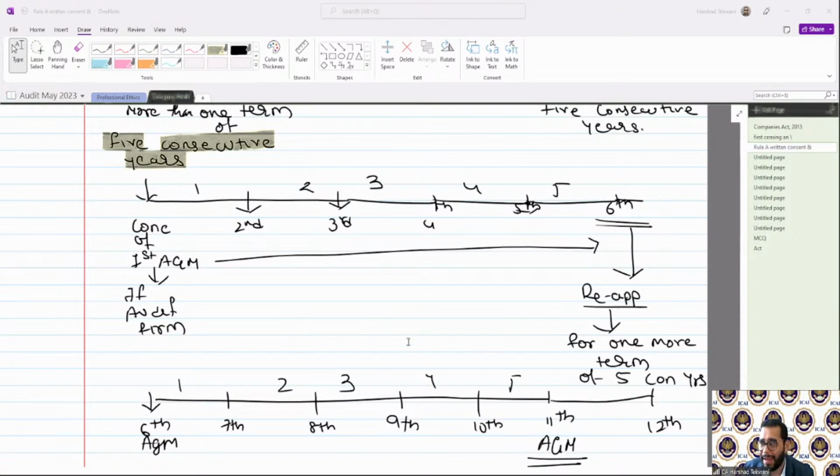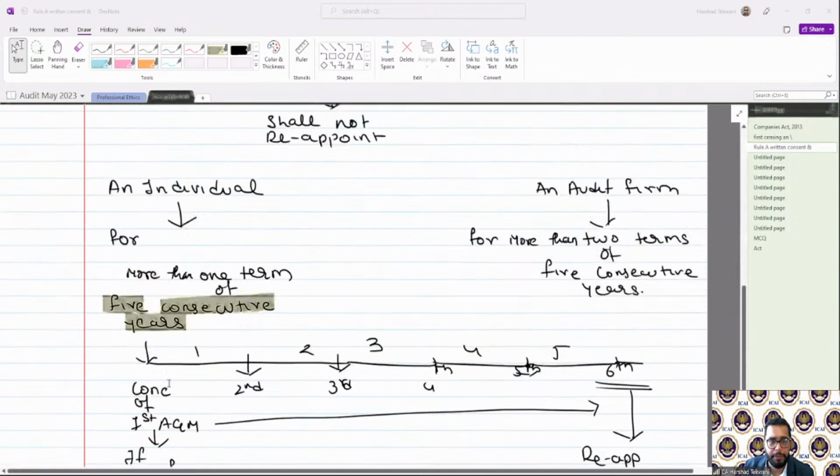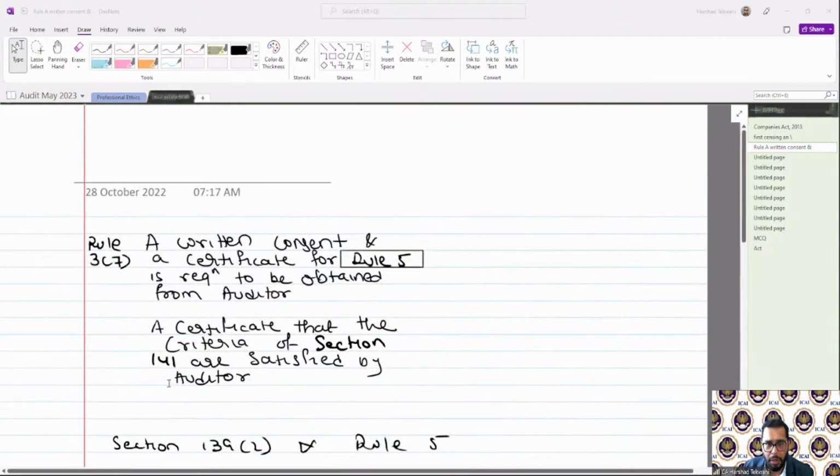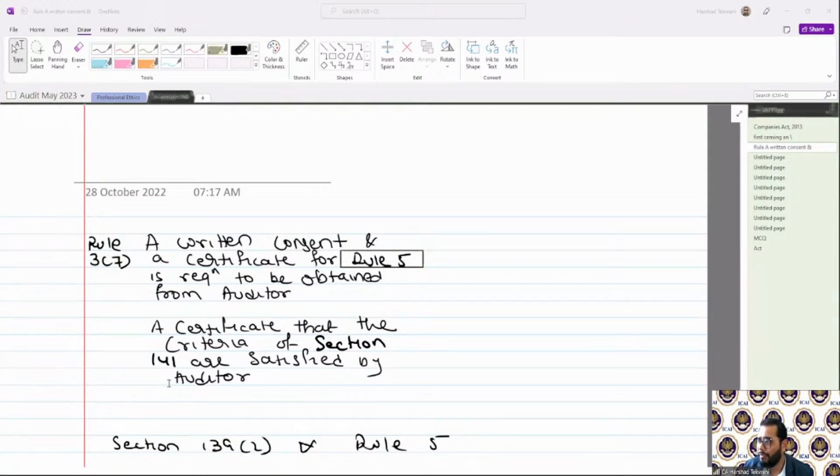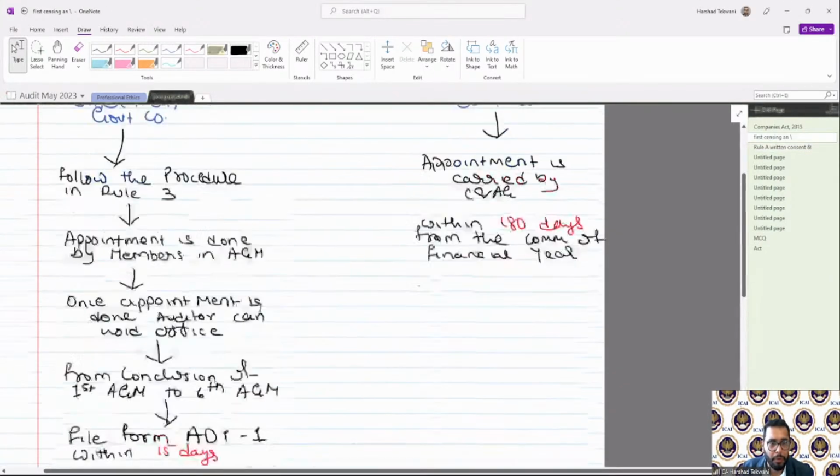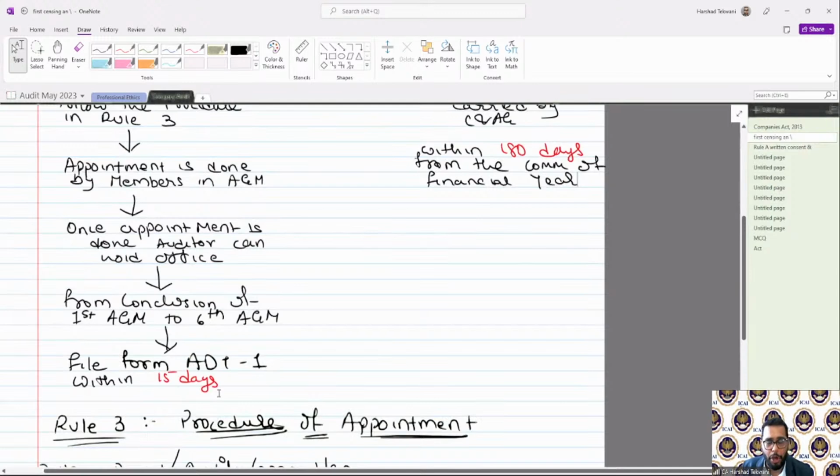Okay, clear? Any doubt? So there is one question with respect to ADT1. When is ADT1 required to be filed? ADT1 is required to be filed within 15 days from the appointment. That's the limit of ADT1.